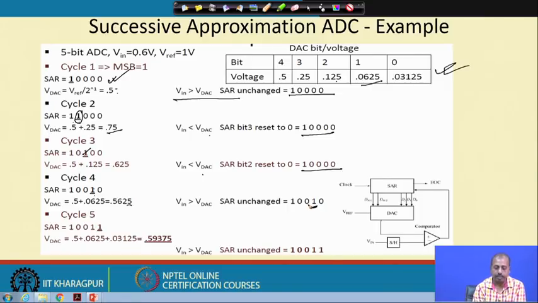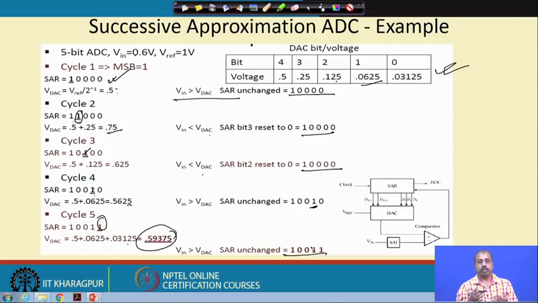In the fifth cycle, we turn on the LSB and then the contribution is added. So, the value becomes 0.59375 and since Vin is greater than VDAC, this bit remains unchanged. So, this bit remains 1 only.